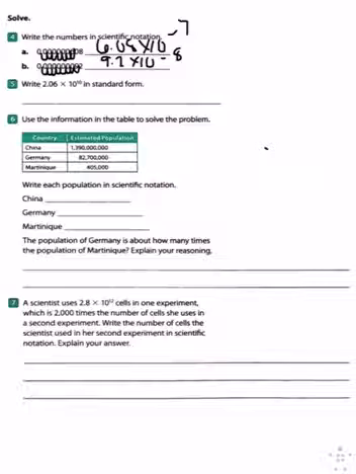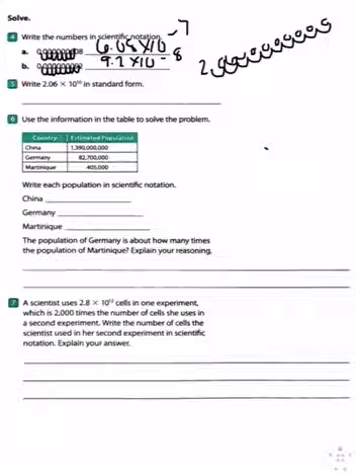Write 2.06 times 10 to the 10th in standard form, so I'm going to move that decimal point 10 times. 1, 2, 3, 4, 5, 6, 7, 8, 9, 10. Fill it in with zeros. It should be 206 and then 8 more zeros. That number is 20,600,000,000,000,000,000.